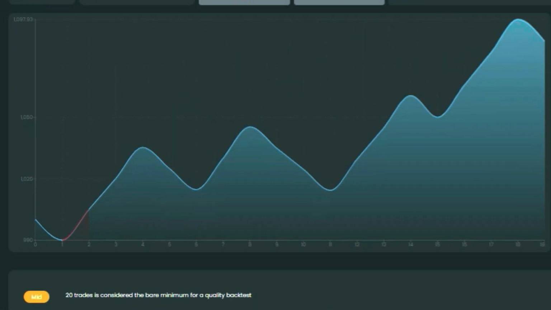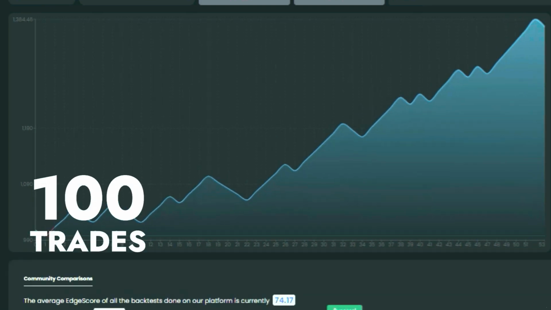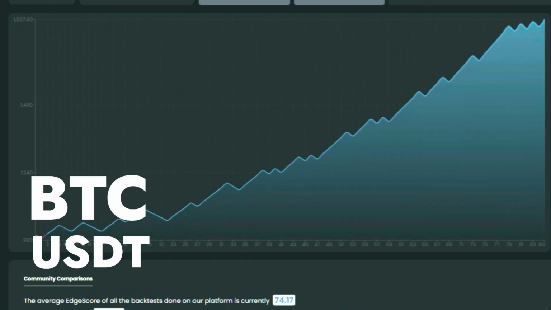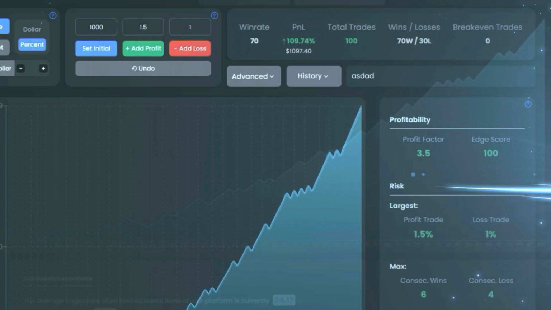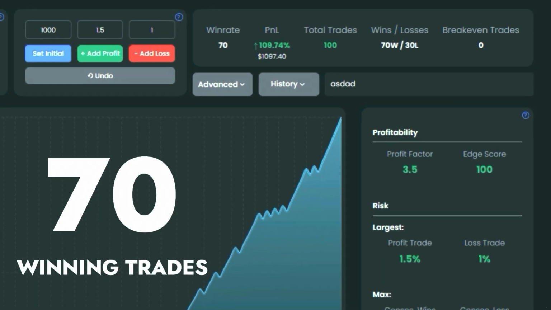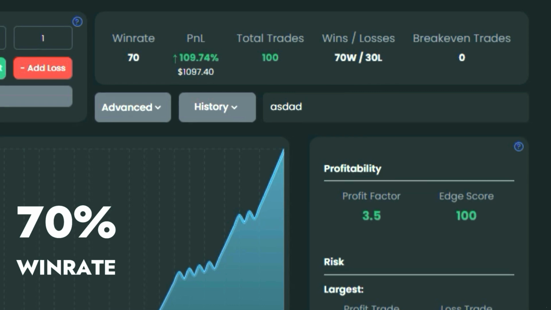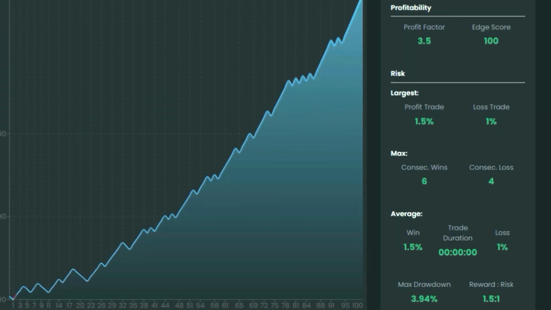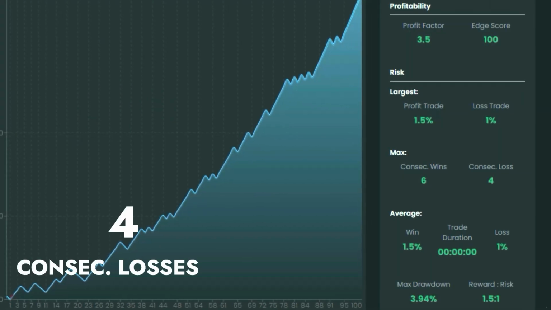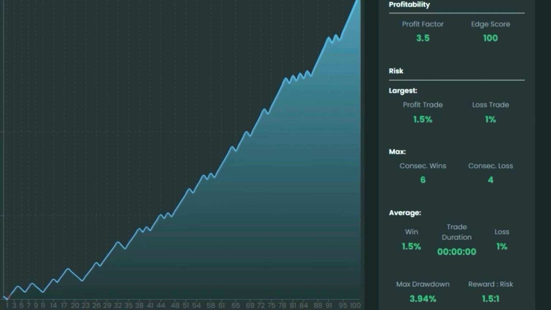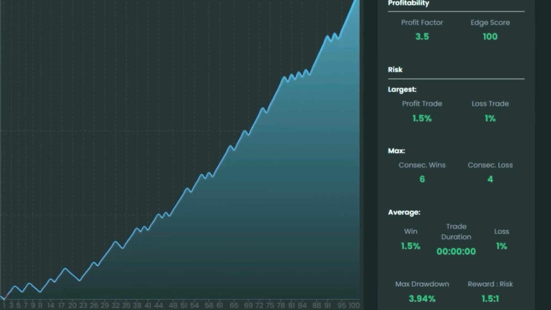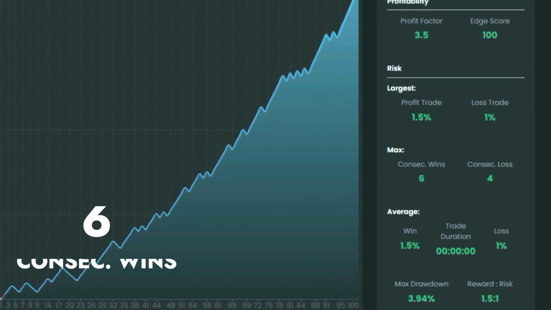Now, let's examine the backtesting results. Out of 100 trades on the Bitcoin chart using a 15-minute time frame, we had 70 successful trades and 30 unsuccessful ones. This gives us a success rate of 70%. The max number of consecutive losses was 4, which means you could have experienced 4 losses in a row. On the flip side, we had a streak of 6 consecutive wins.